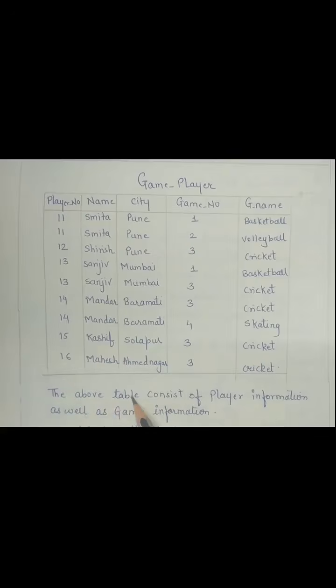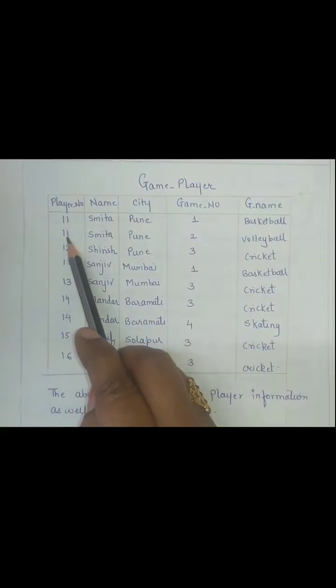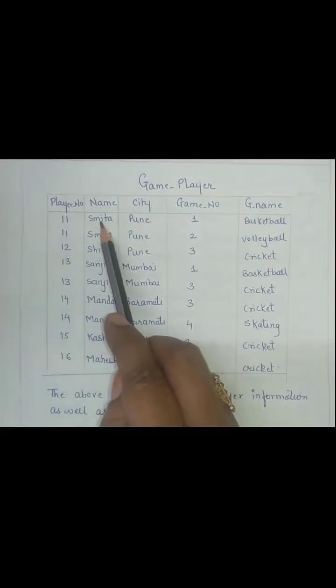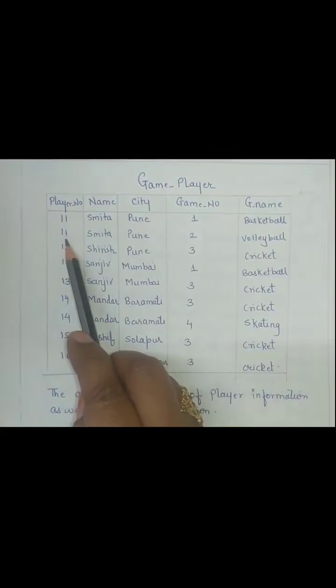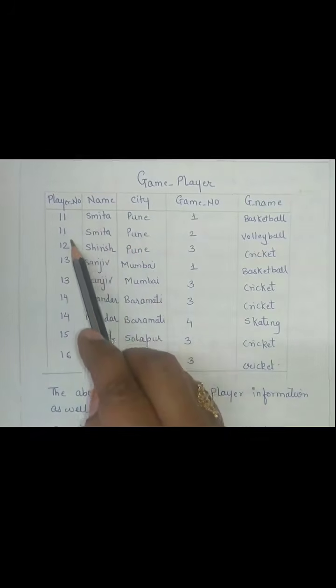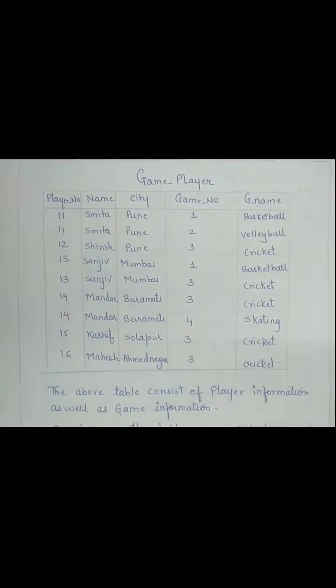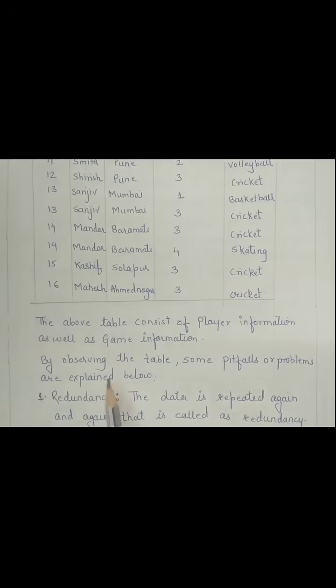The above table consists of player information as well as game information. You can see here player number 11. Two times the data is taken for player number 11. Okay, like 11 Smita Pune. Again in the second row we can see 11 Smita and Pune. So this is the redundant data for player number 11, right? Then what we have observed here.